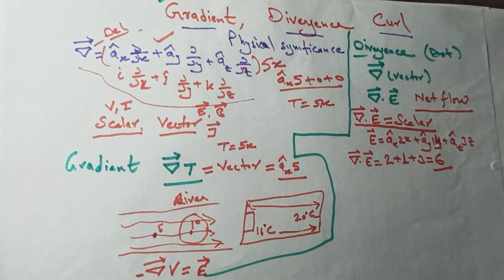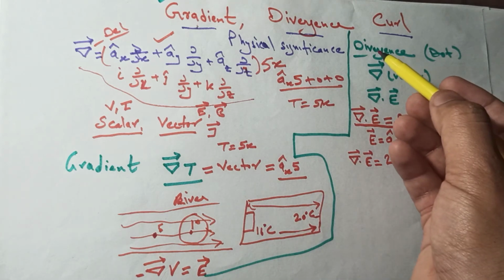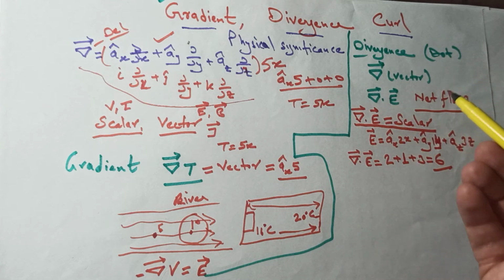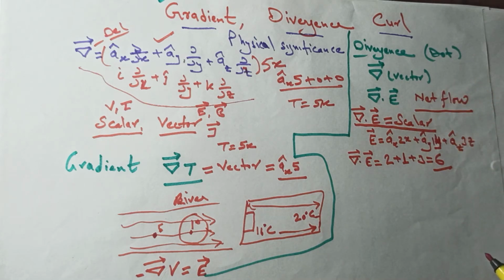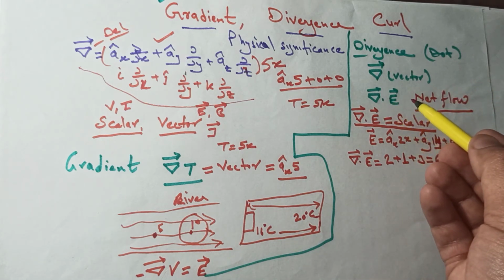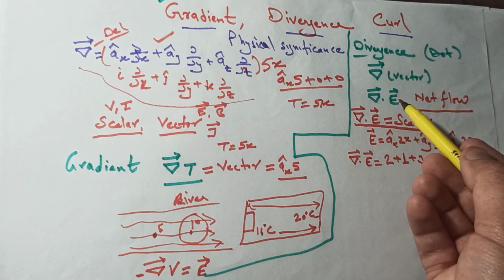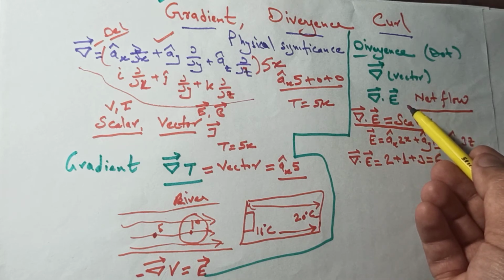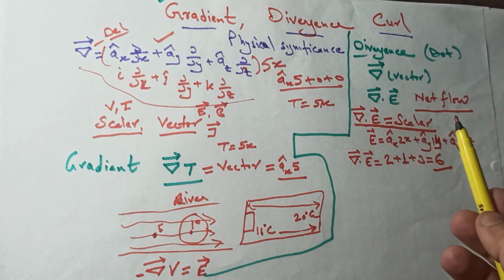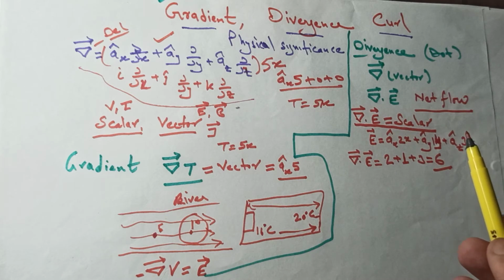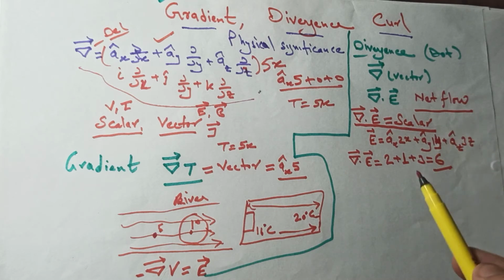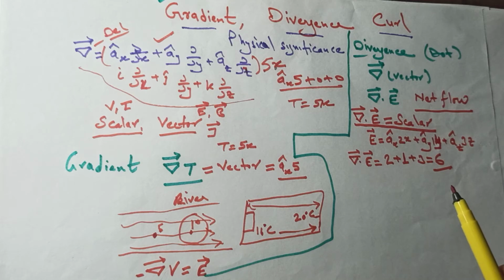So let us revise. Divergence will give you the net flow, and D stands for divergence and D stands for dot product. It is a dot product of the del operator with any vector quantity. Here we have taken the electric field because it is a vector quantity. You can take any such vector quantity and take the divergence. It will give you the net flow. Okay, so this is the simple example.